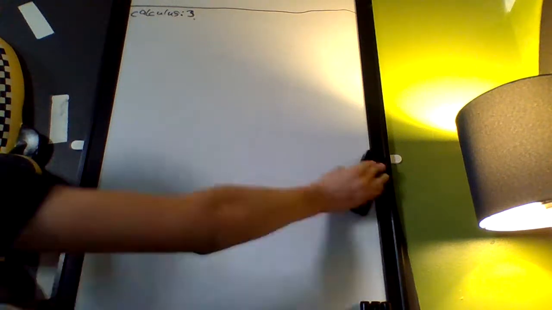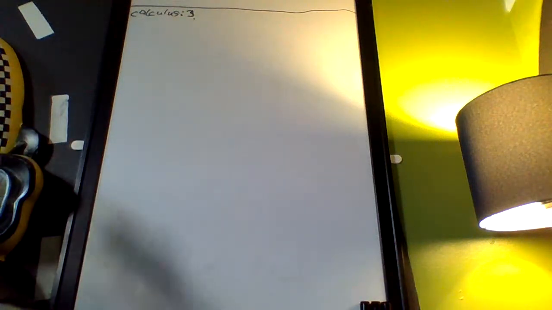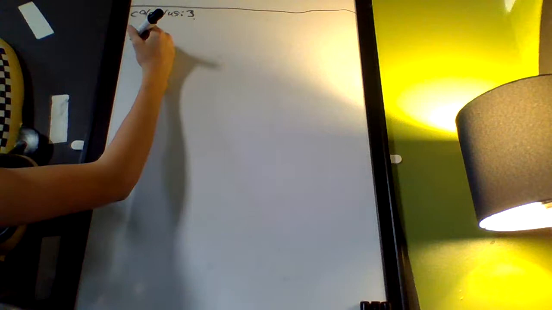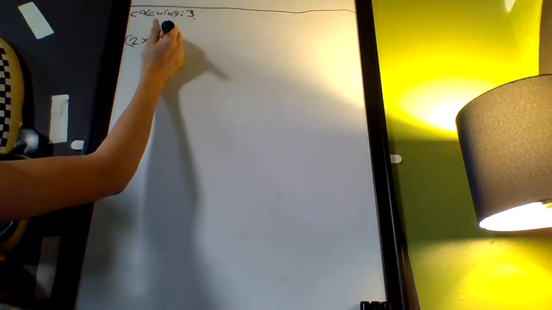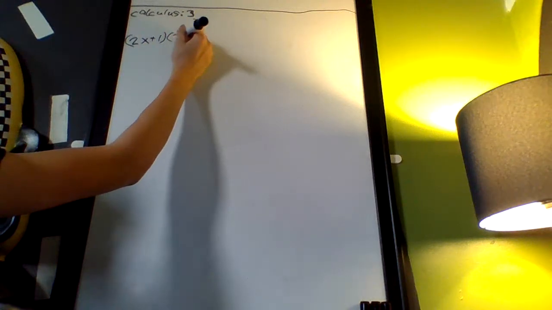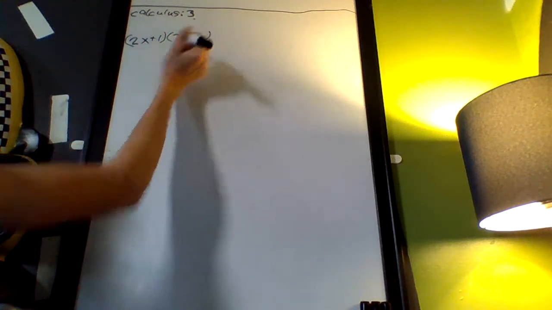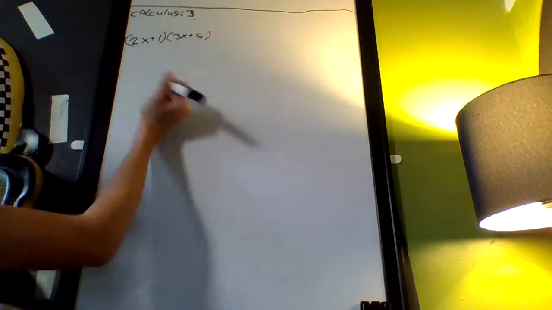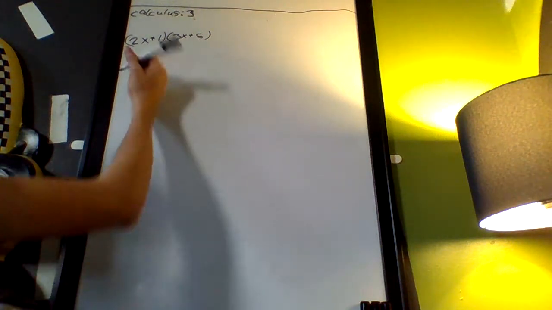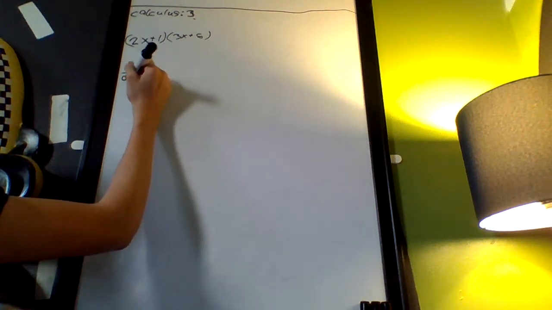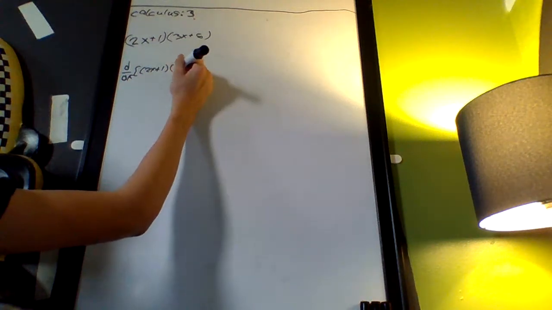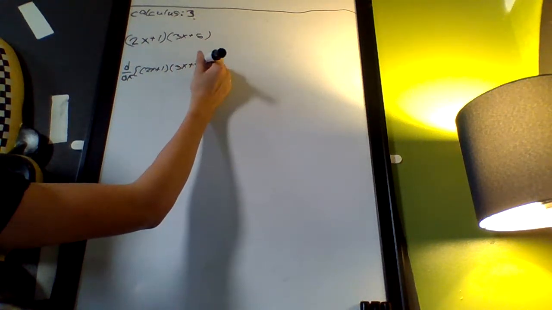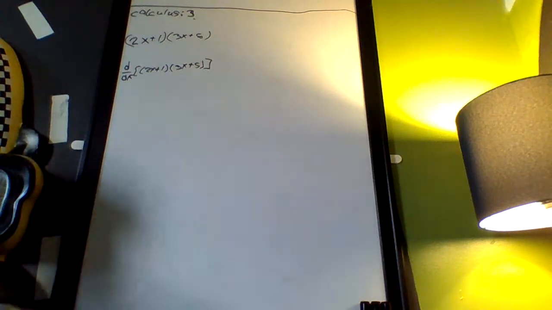Well, what it says is that if I have something like 2x plus 1 times 3x plus 5, instead of having to multiply all the way through, then take the derivative, I could just take the derivative of each one of these individually and use the product rule.